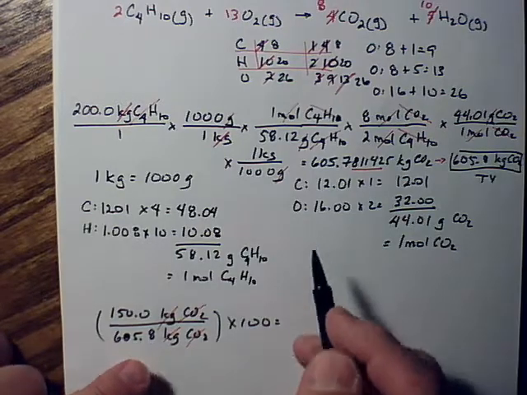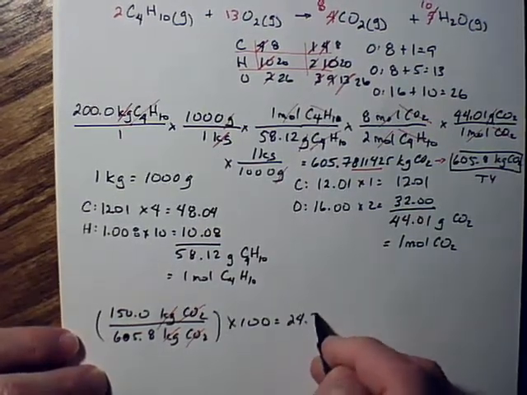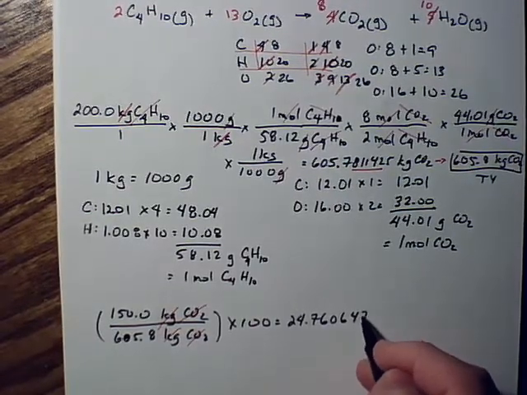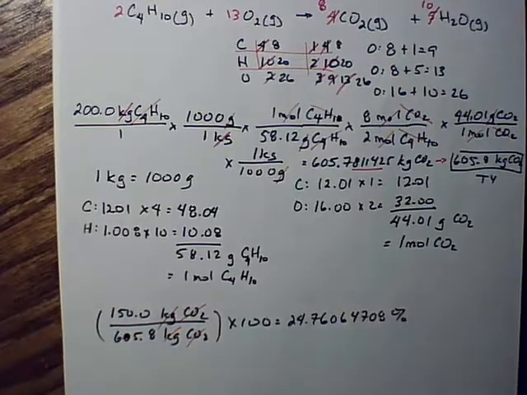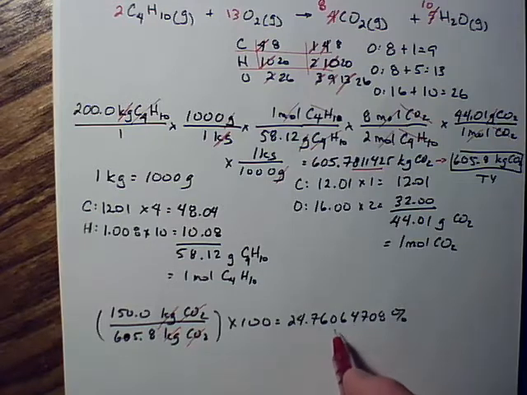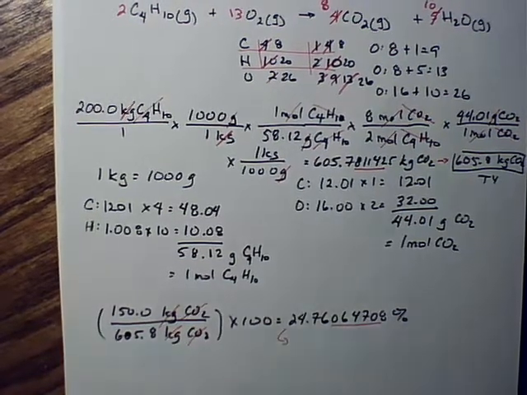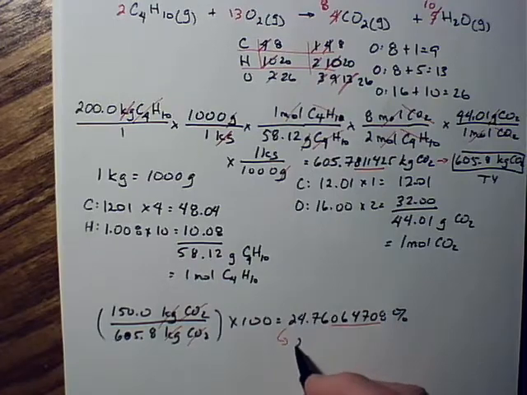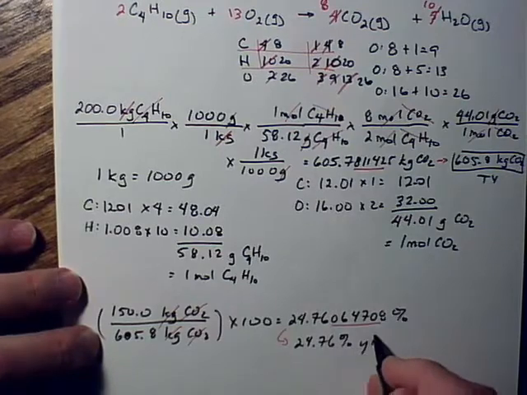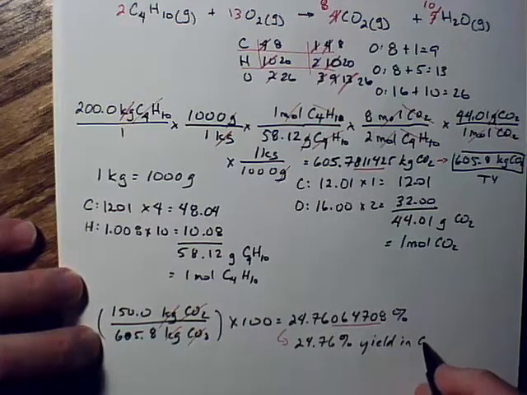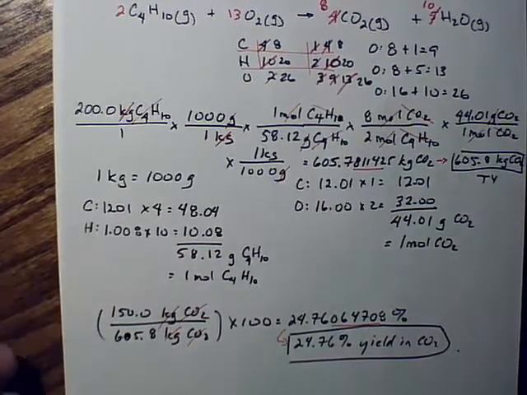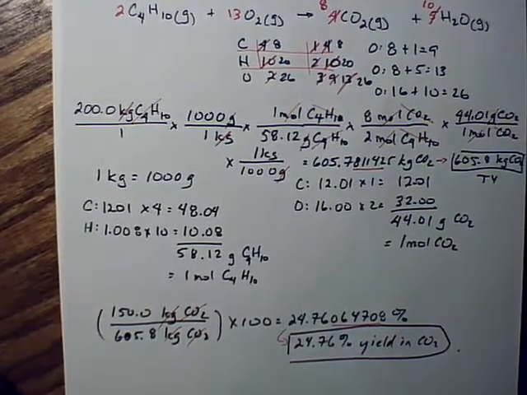All right, I get 24.76 percent. I have 4 significant digits in both these numbers in the problem, so 4 significant digits here, underlining everything else and drawing an arrow, and I get 24.76% yield of CO2. Okay? All right.